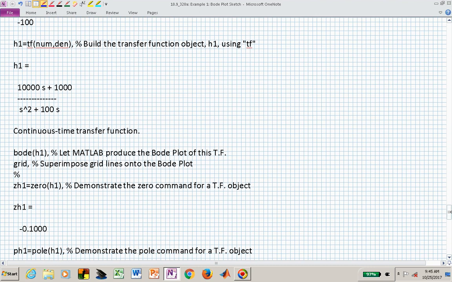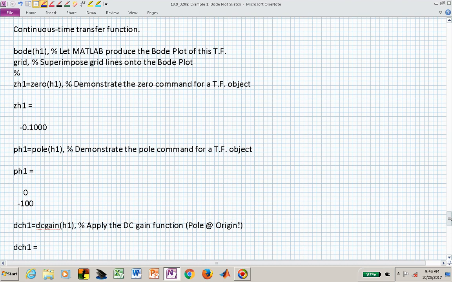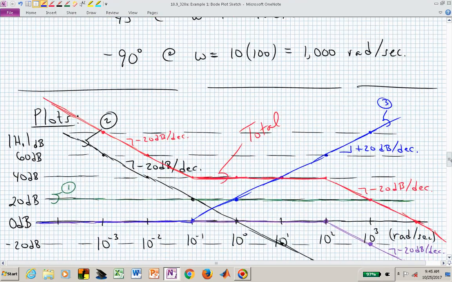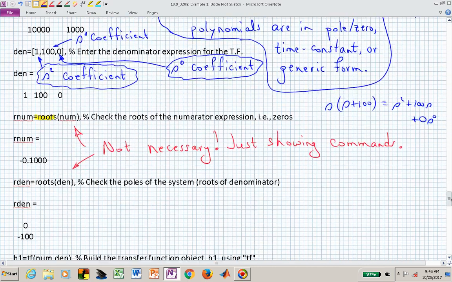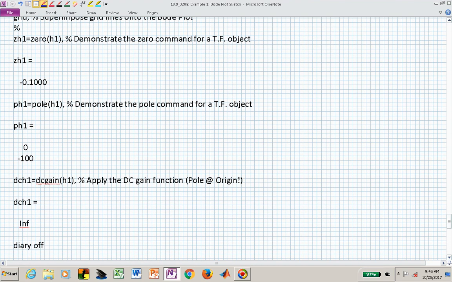I've also issued a few more commands. We could ask for the zeros of a particular rational expression, and that will give us the zeros. We could ask for the poles, and that will give us the poles of that rational expression. And we could even do a DC gain. In this case, we had a pole at the origin, and if you go back to our magnitude plot, the magnitude at DC is infinite. It just keeps going up and up. So this is consistent in MATLAB. It says it's infinite if we ask for the DC gain of that transfer function object.